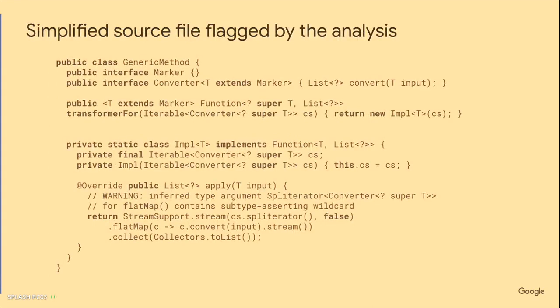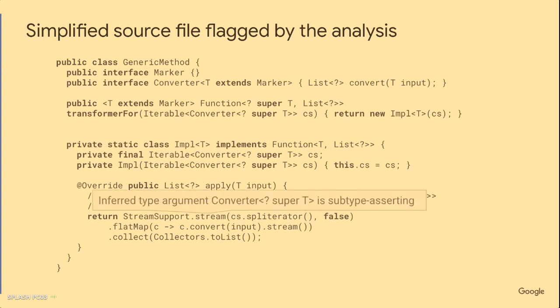So here's a simplified version of that file. Looks pretty familiar, hopefully, because I actually used this to derive the example that I showed earlier. However, this is safe. Nothing goes wrong here, right? But the analysis flags this call to stream here and says the inferred type argument, which the programmer didn't write down, and you can't because it would fail, is Converter<? super T>, and it's subtype asserting.